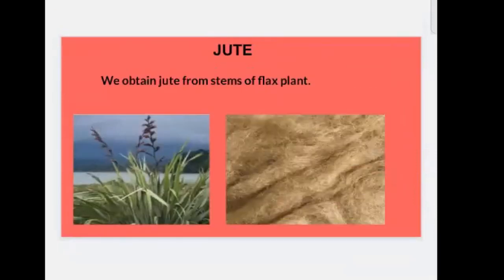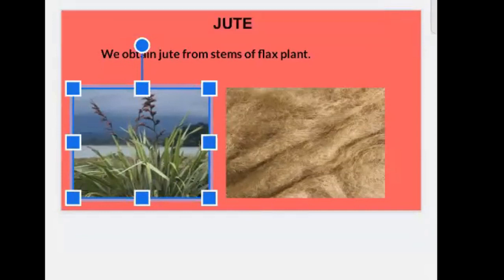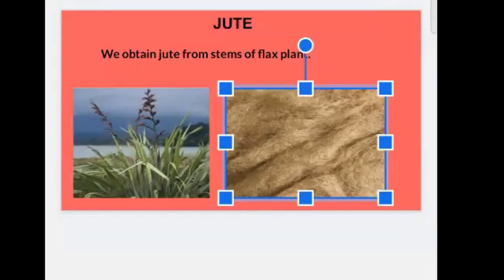Next, jute. You must have seen the jute bag, right? We get jute from the stems of the flax plant. The stems of the plant are used to make jute fiber. And these jute fibers are then transformed into gunny bags, jute bags, jute hats and all.